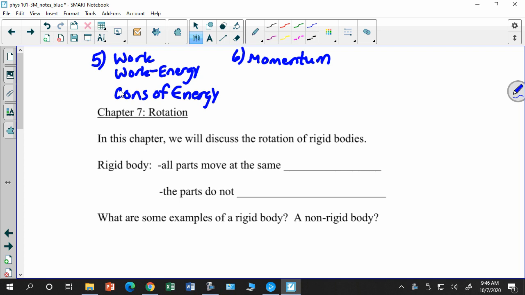We had the idea of impulse, and as it relates to forces, F equals delta P over delta T. Remember, impulse, that is our delta P. I is just equal to delta P. And then we also had the conservation of momentum.